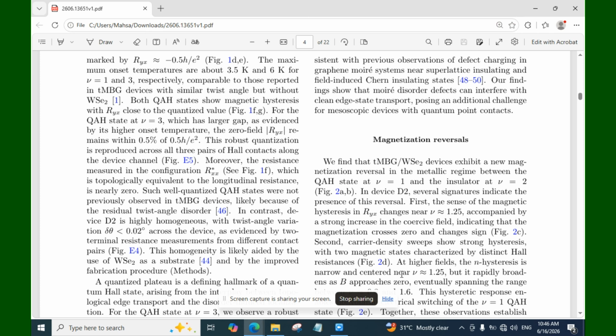Moreover, the resistance measured in the configuration Rxx star, see figure 1 panel F, which is topologically equivalent to the longitudinal resistance, is nearly zero.